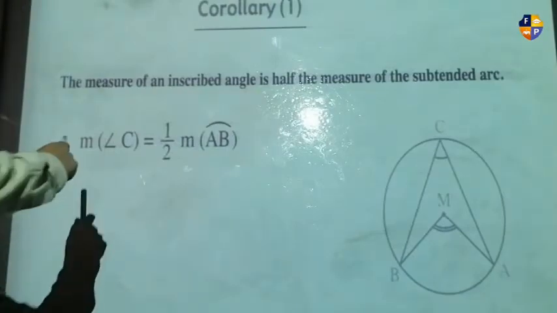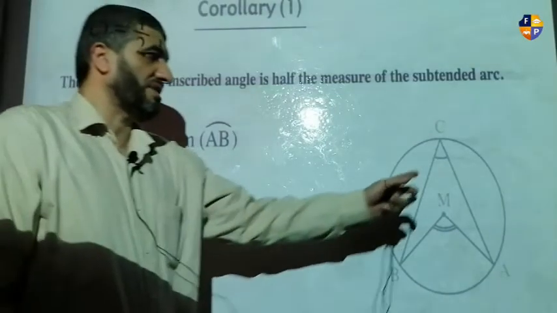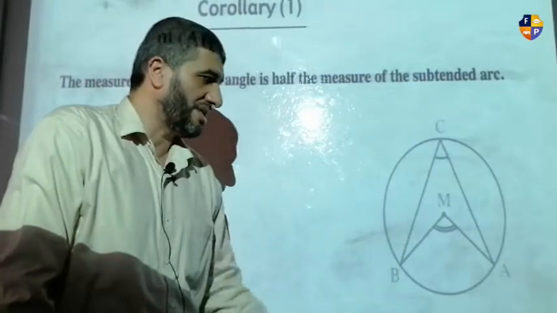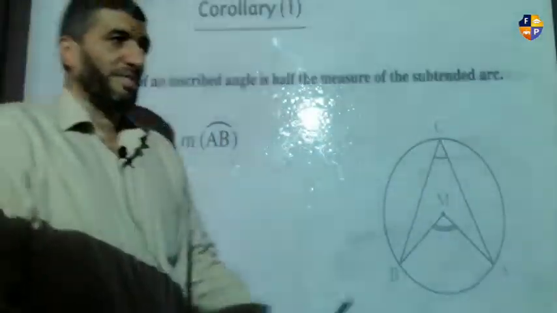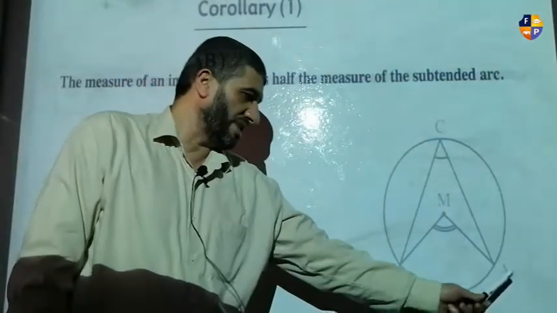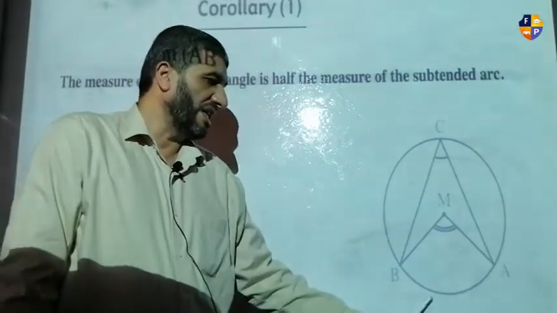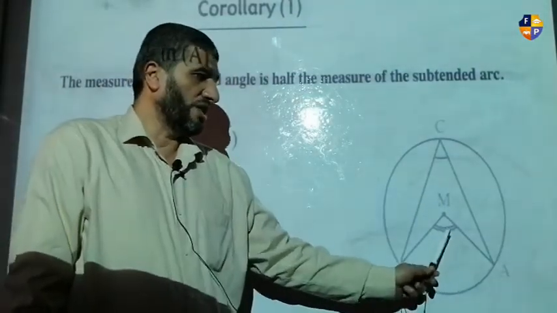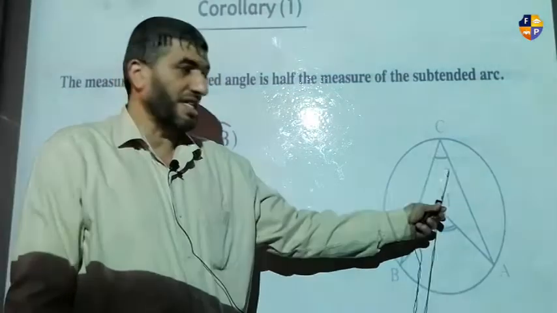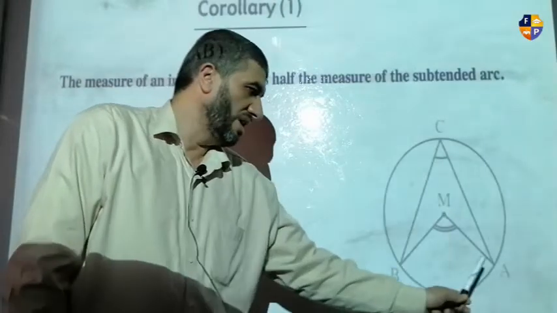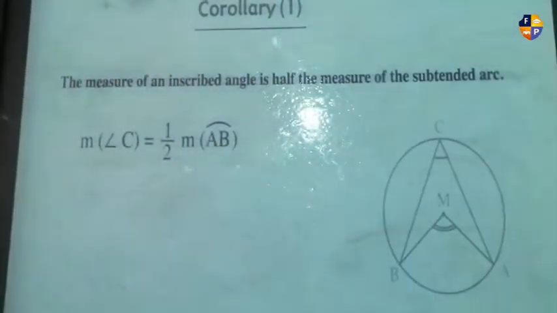Corollary number 1: the measure of C, the inscribed angle, equals half the measure of M. But the measure of M, the central angle, equals the measure of arc AB. Then arc AB equals the measure of M, which is twice the measure of C. Then the measure of C equals half the measure of arc AB.